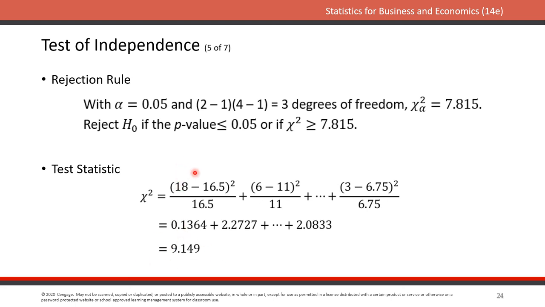Remember, this is observed minus expected squared divided by expected. Remember, expected is just the row total times the column total divided by the total sample size. After running through that, observed minus expected squared over expected, adding all those up, I get a test statistic of 9.149. And so we're seeing if that is bigger than my cutoff of 7.8.